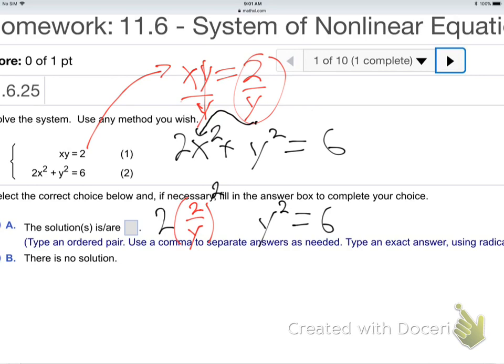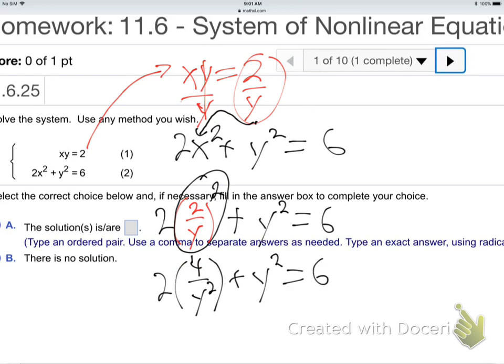Now, how can we solve this thing? Well, let's square this guy. Let's square the 2 over y. So that would be square the 2, square the y. So that's 4 over y squared. We good to there so far? Just square the 2, square the y.